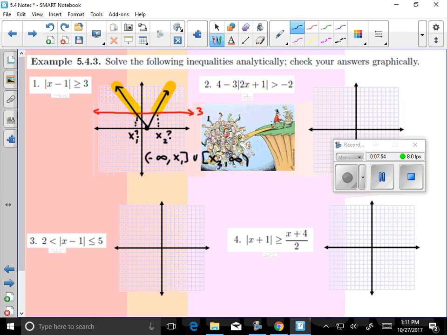So how could I find x1 and x2? Oh, I could just do some algebra. So x minus 1 is equal to, now be careful here, 3, or negative x minus 1 is equal to 3. And I can solve. So that means x equals 4, or negative x plus 1 equals 3, so negative x equals 2, so x equals negative 2. Oh, too easy.